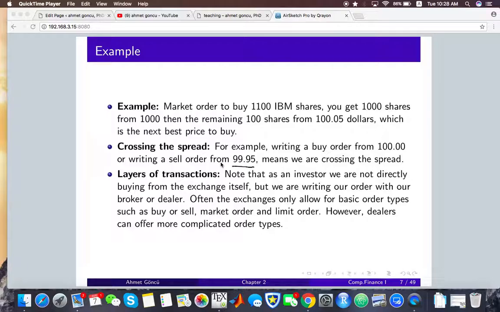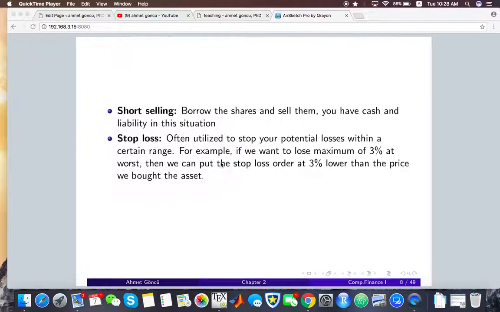Also note that as an investor, we are not directly buying from the exchange itself, but we are writing our order with our intermediary broker or dealer. Often the exchanges only allow for the basic order types such as buy, sell, market order, and limit order. However, if you work with a dealer, then they can offer you more complicated order types as well.